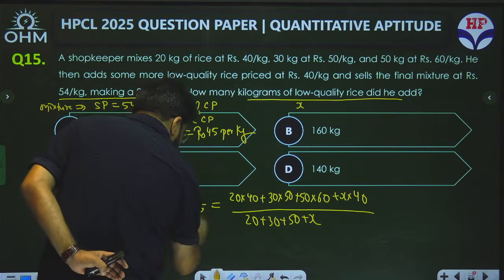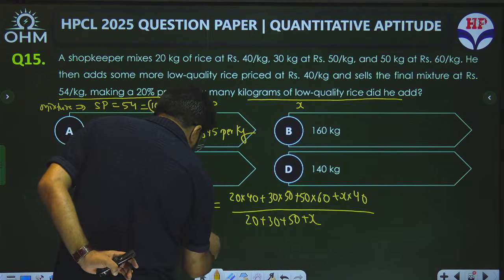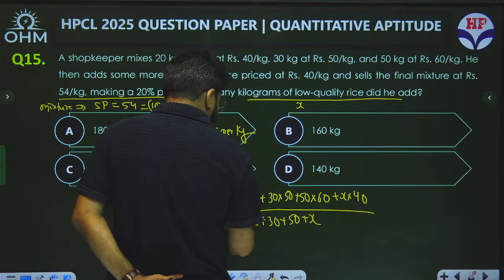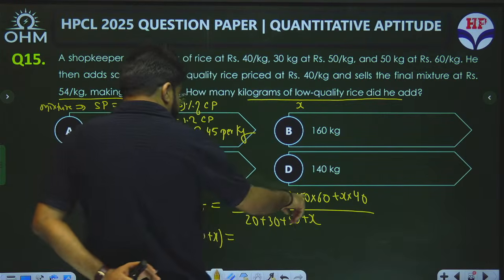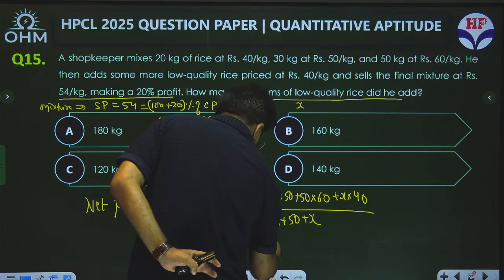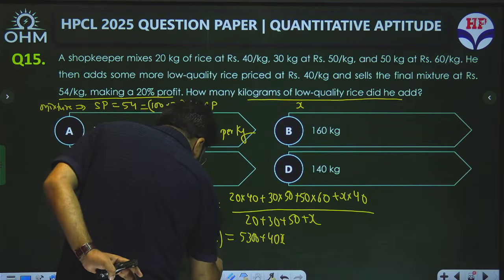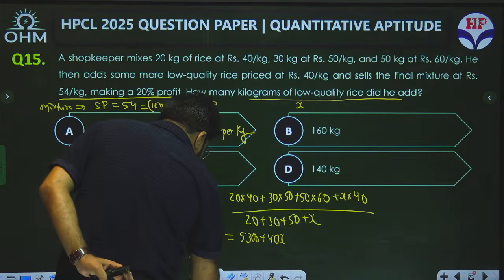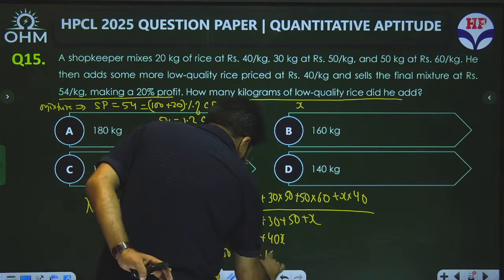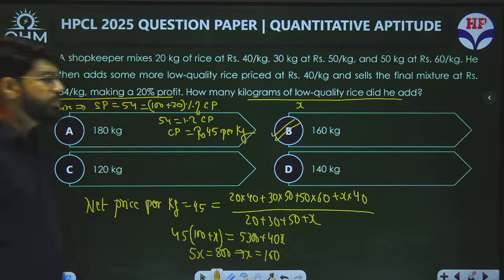So I'll shift this to the left side. 45 is multiplied by 20, 30, 50, that is 100 plus x, is equal to 800 plus 1500 plus 3000, that is 5300 plus 40x. So 45x minus 40x, 5x is equal to 53 minus 45, which is 800. So what is the value of x? 800 by 5, 160. Option number B.